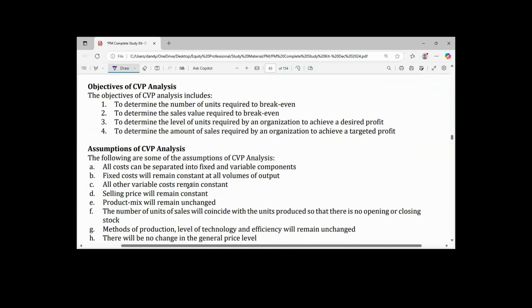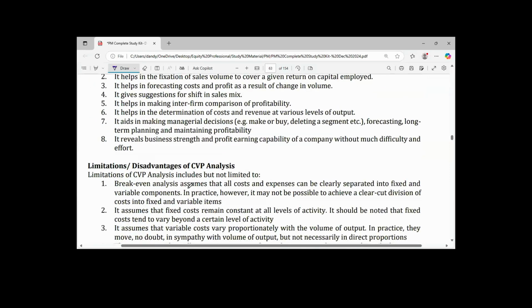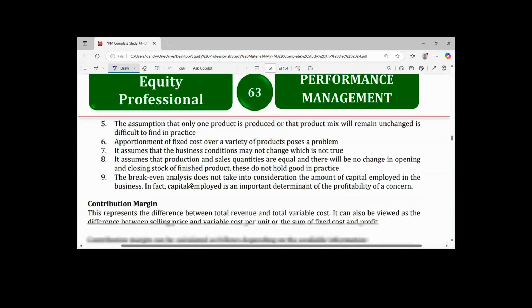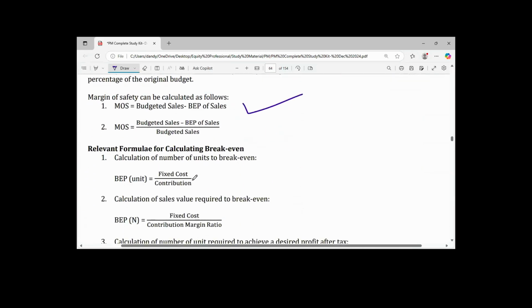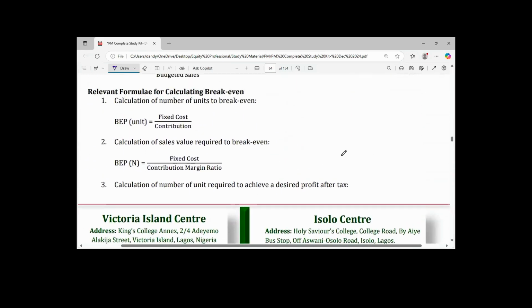Okay, let's go to the relevant formulas for calculating CVP, for calculating break-even. Let me go down there. Yeah, these are the formulas. The first objective states to determine the units required to break even. In this case, when you want to calculate break-even points to determine the number of units to break even, the formula is fixed cost divided by contribution.